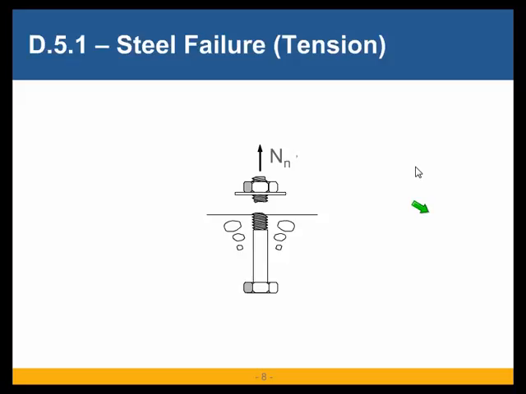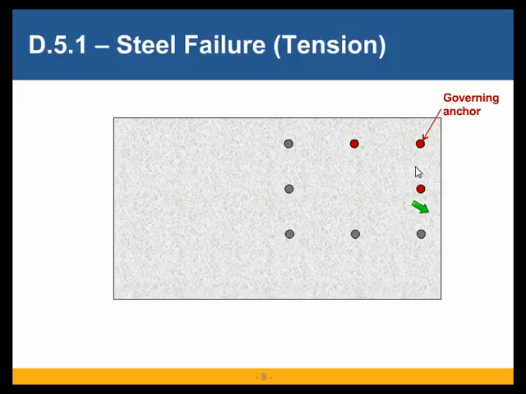So the first mode of failure under tension is steel failure. It's very simple. We have these 3 anchors in tension, and obviously the corner anchor will have the highest tension force, as well as it is closest to the 2 edges. The edges don't really matter in this case for tension failure of steel anchors, but it does have the highest tension. So this is the one that will be governing. So we will calculate the strength of this anchor and compare it with the tension that we have calculated acting on that.